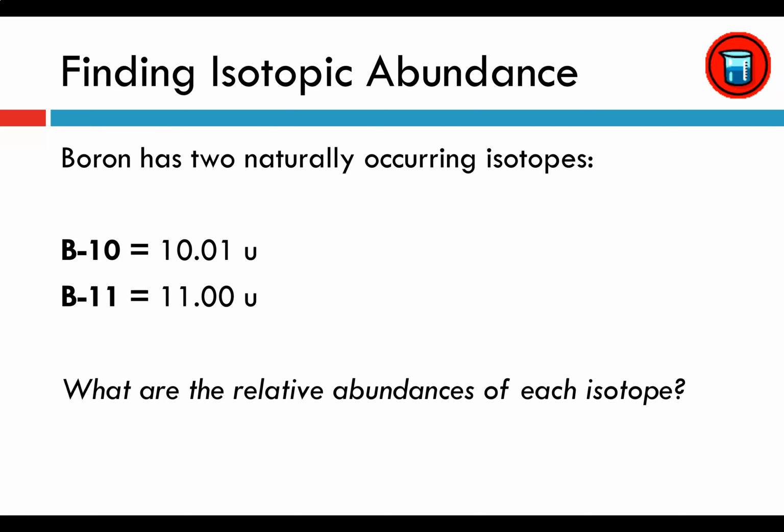This is a little bit trickier. You might feel like I don't have enough information. I don't know the percentages. I don't know the average atomic mass. How do I figure this out? Well, while average atomic mass wasn't given, you can readily find it simply by looking at your periodic table. Boron has an average atomic mass of 10.81U.